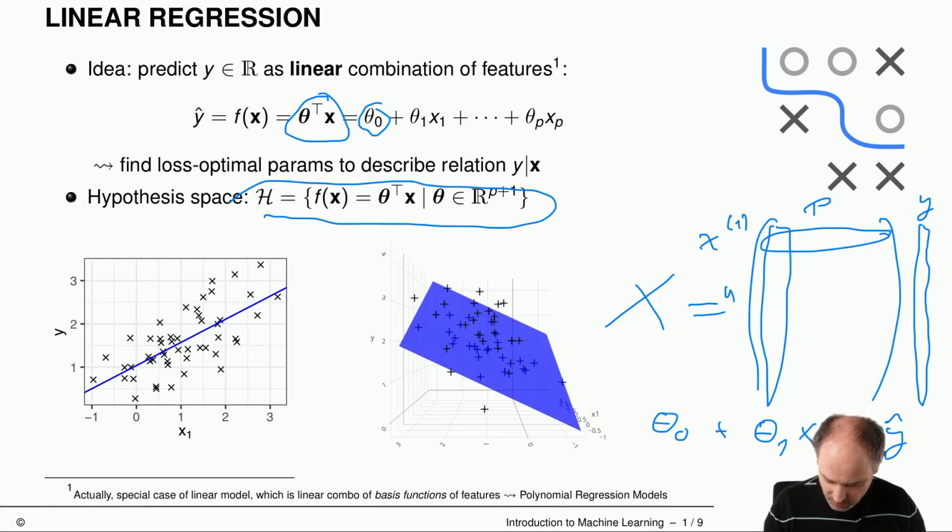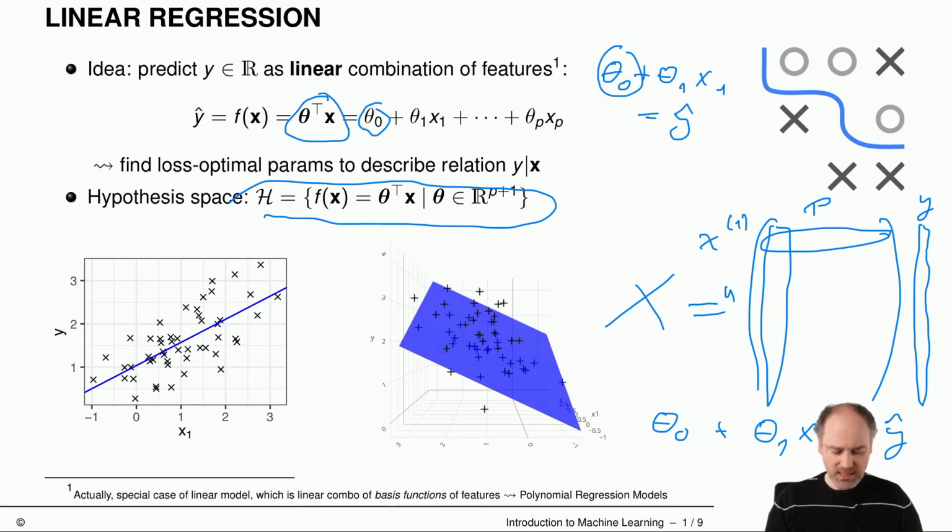So maybe let's do it again here. We have theta 0 plus theta 1 times x1, and that would be y hat, okay? And this here is the intercept. This is the shift on the vertical axis. And this here is our slope, right? For this curve, it would be approximately 1, I think a little bit less, maybe like 0.7, right?